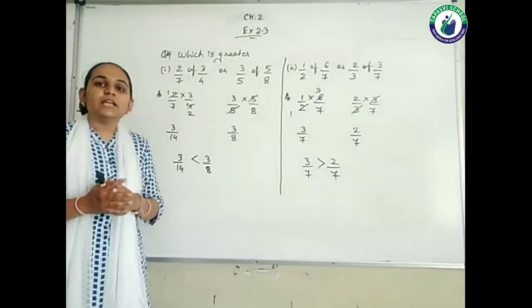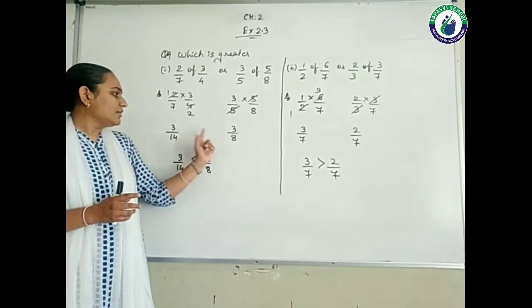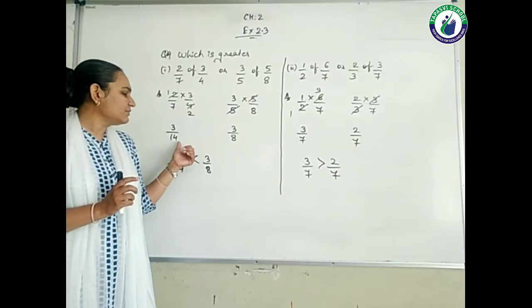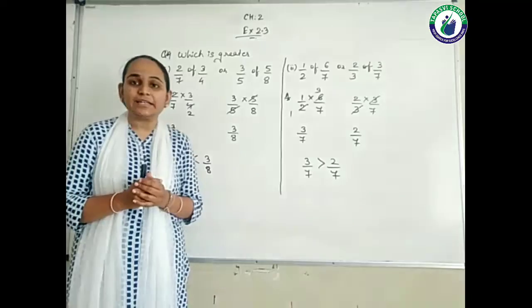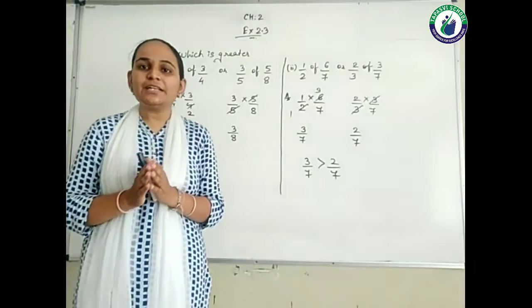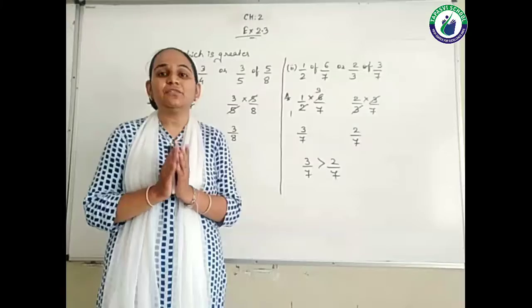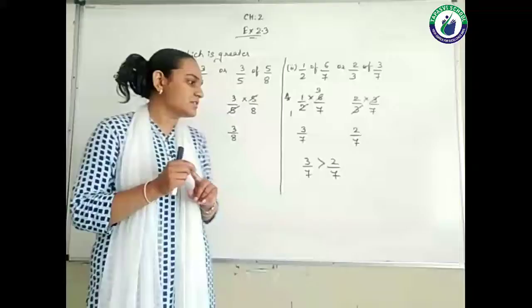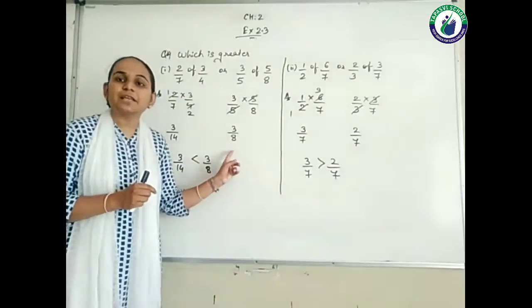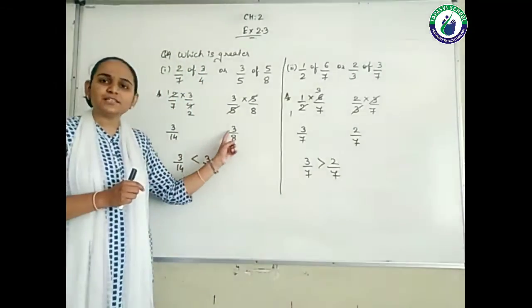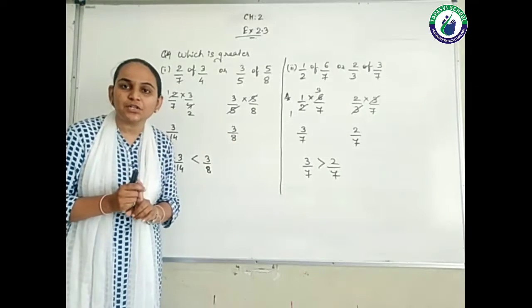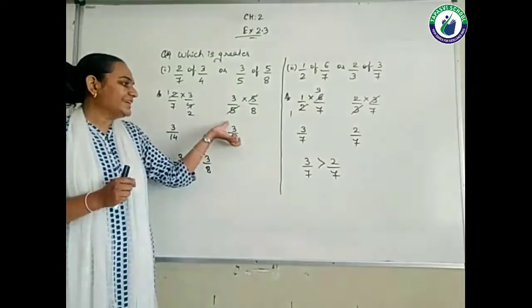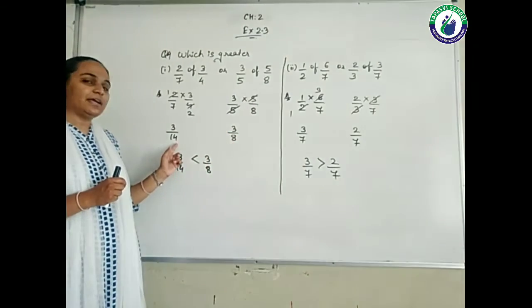3 upon 8. Now if you can see, students, in both the fractions the numerator is the same, that is 3, but the denominator is different: here we have 14 and here we have 8. Whenever your numerator is the same and your denominators are different, the fraction where the denominator is smaller will be the greater one. अगर न्यूमरेटर सेम होता है स्टूडेंट्स तो आपको डिनोमिनेटर को लिखना है, जो डिनोमिनेटर सबसे छोटा होगा वो सबसे बड़ा. That means this fraction 3 by 8 will be greater than 3 by 14.